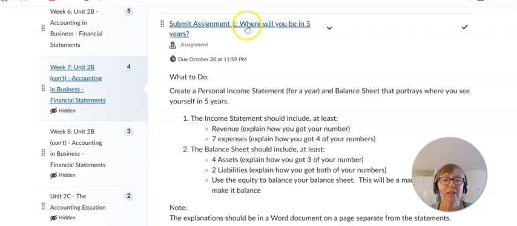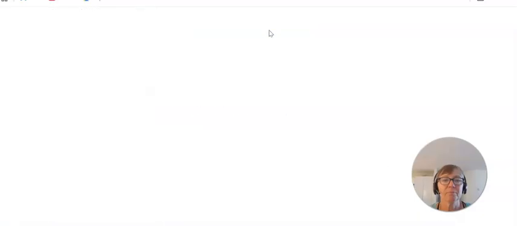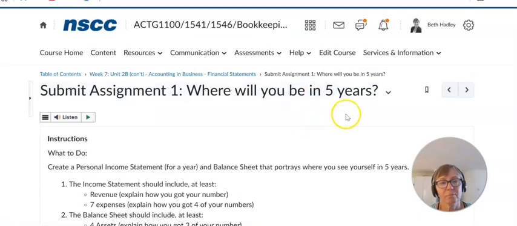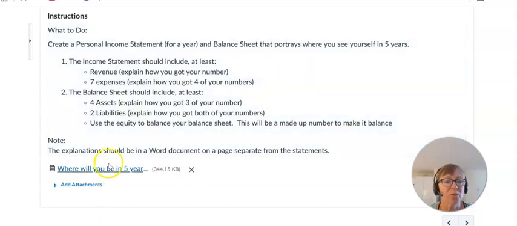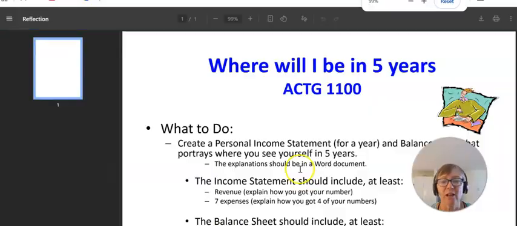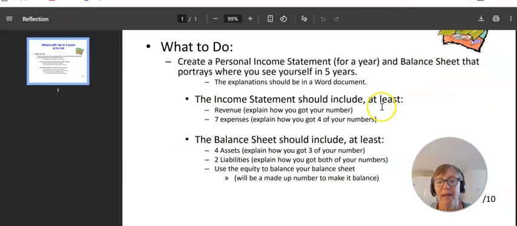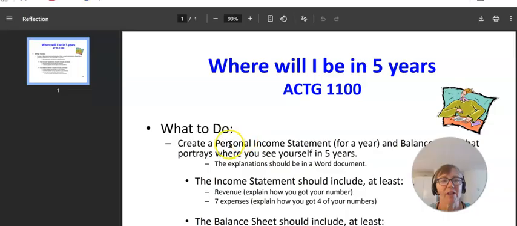If you actually click on the assignment as well, it'll take you into the actual information so you can see it on PowerPoint. Okay, so let me know if you have any questions about that.